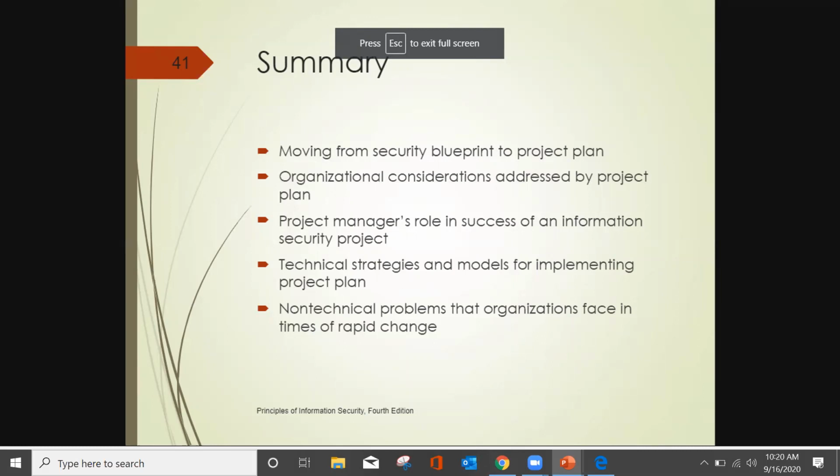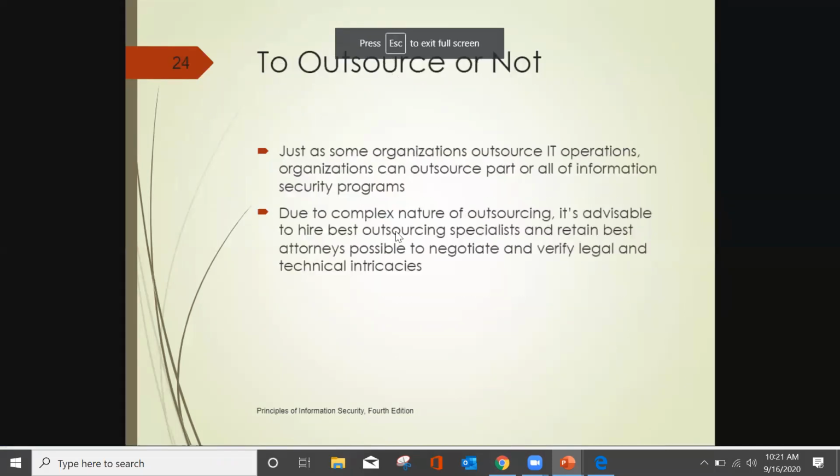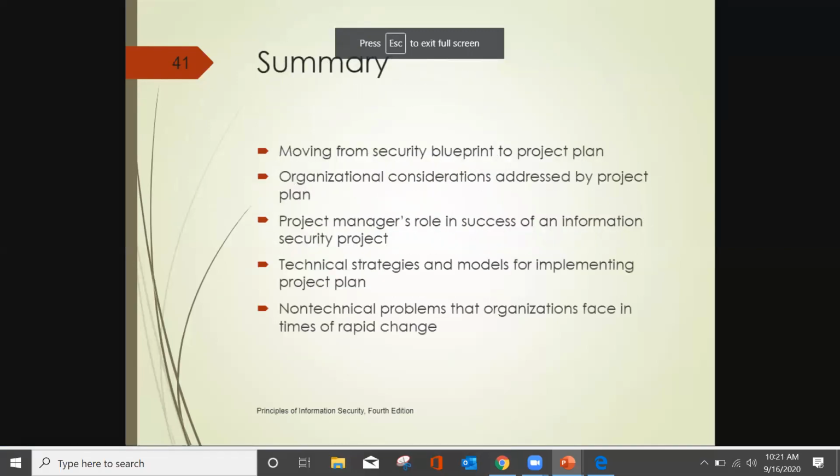So in summary, we need to move from a security blueprint to a project plan, and how to organize the project. Then we looked at different considerations in the project plan, and the role of the CIO or CISO. Then we looked at technical problems and non-technical problems. The non-technical problems are people's problems, like how to deal with people and their attitudes toward change. And technical problems we already talked about when it comes to technology governance. So these are the key things that we have covered.